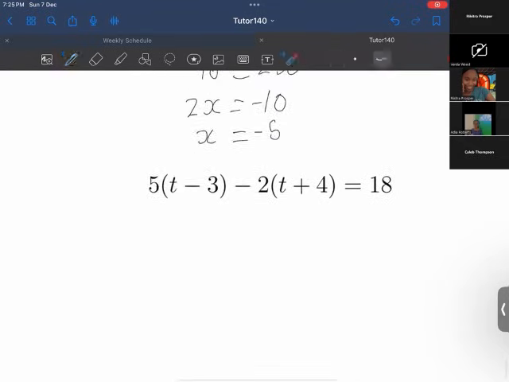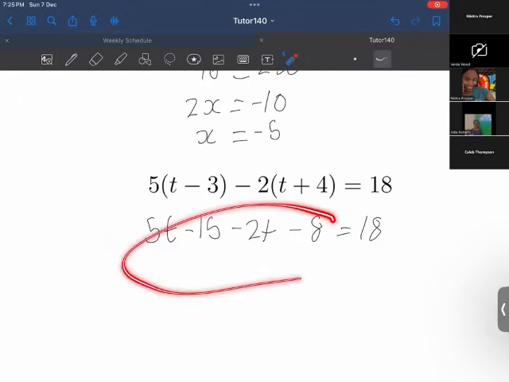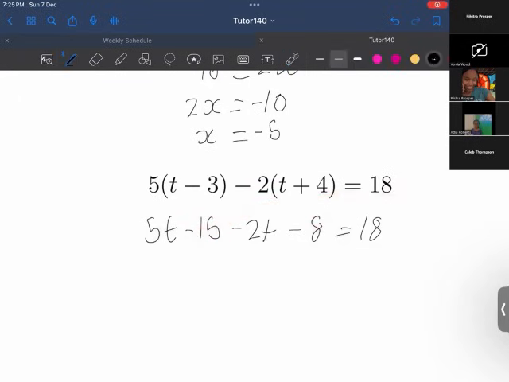Okay, so I want to distribute this 5 here. That's 5t. And then 5 times negative 3, that's minus 15. Distribute this negative 2. Multiply negative 2 times t. That's minus 2t. And then minus 2 times 4 is negative 8, equals 18, right? I want to keep all the t's on this side and send all the constants on the other side. So let me just put them together. So that's 5t minus 2t minus 15 minus 8 equals 18.